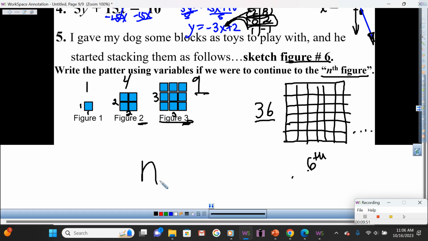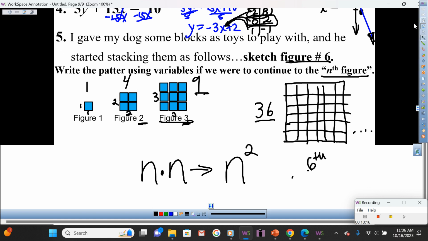Write n times n. He said n times n. Or in other words, because this is what? To get 36 was what? 6 times 6. This was 3 times 3, 2 times 2, 1 times 1. Or in other words, this would be what? N to the second power. That is correct.